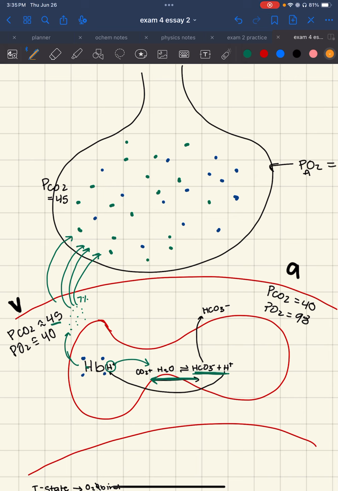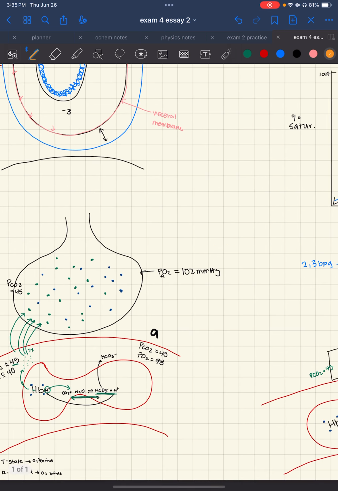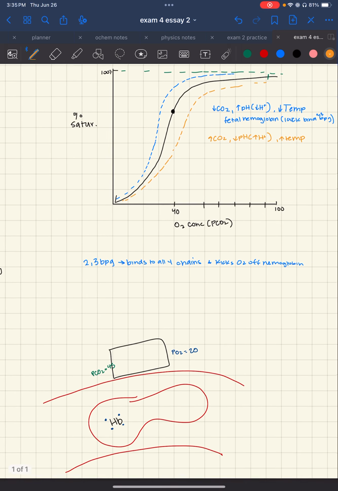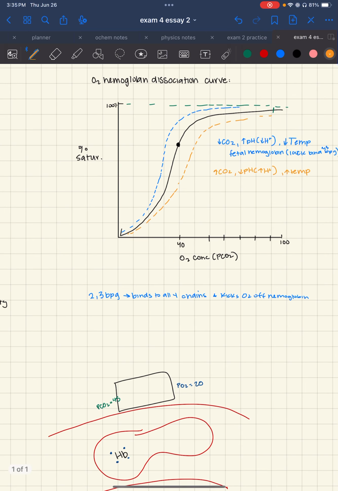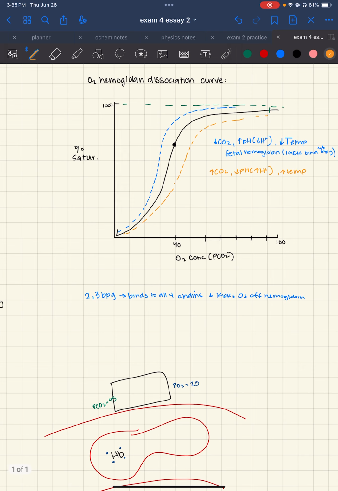Which is why it's so important that we're able to kick it off of hemoglobin. Because if we can't, then we can't oxygenate our tissues, and then we have a big problem because we start getting hypoxic in places that we don't want to be hypoxic, which would be really bad. Yeah, that's the idea of the oxygen hemoglobin dissociation curve, some factors that affect it, and which way it affects it.